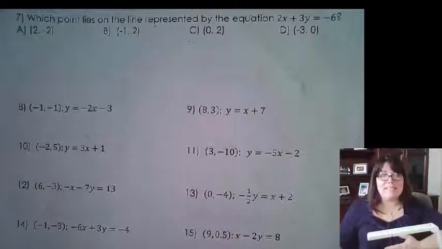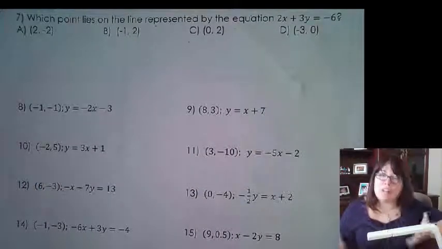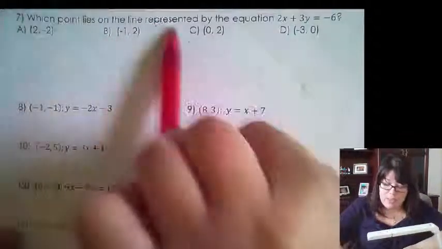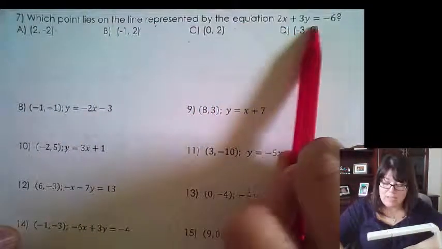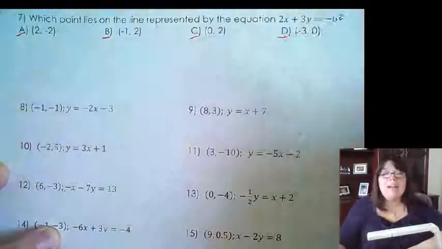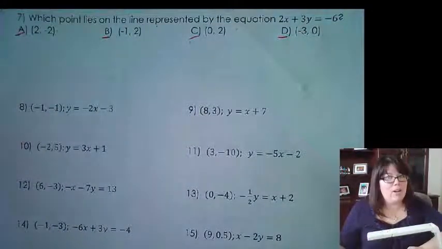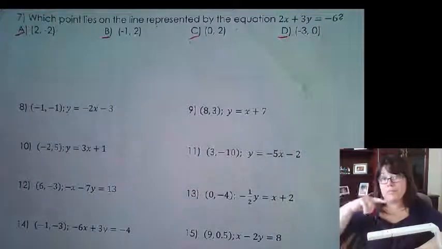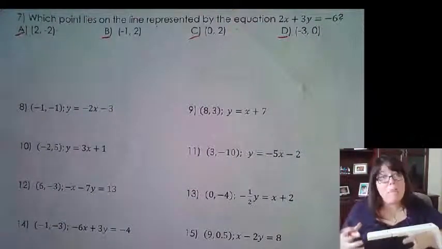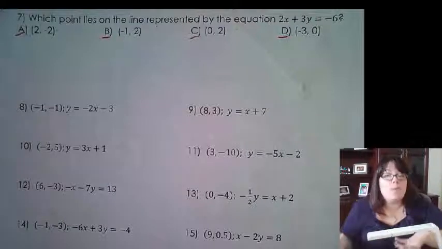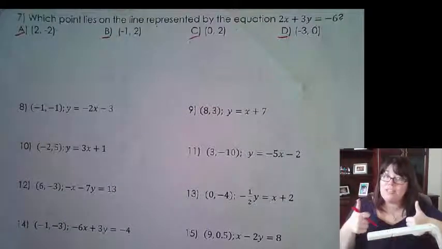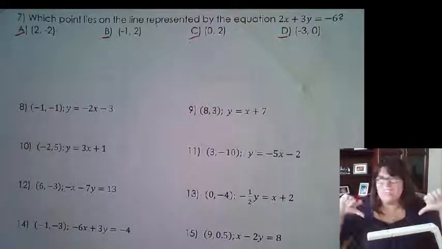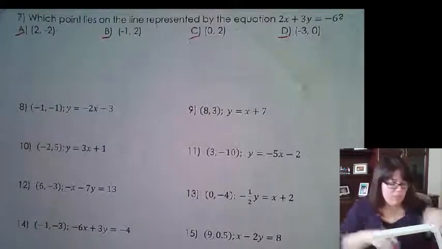This question asks us, which point lies on the line represented by the equation 2x plus 3y equals negative 6. And we have these 4 options here, A, B, C, or D. Now, just by looking at it, you can't really tell. But if we follow our steps from before, we plug in our ordered pair to see if it's true or not, we should be able to find out if yes, it's true, and it is on the line, or no, it's not true, and it's not on the line. So let's take a look.